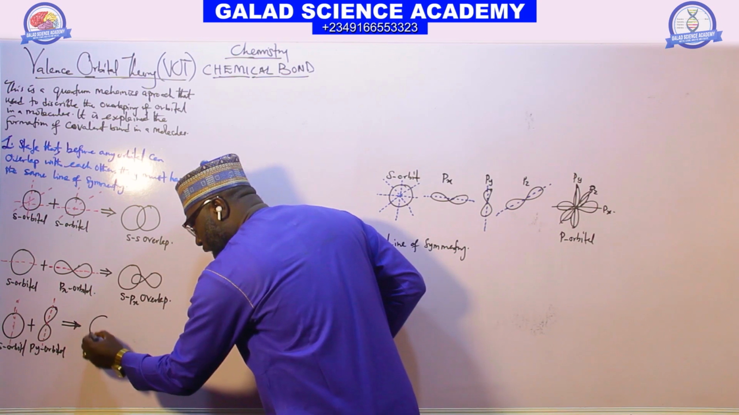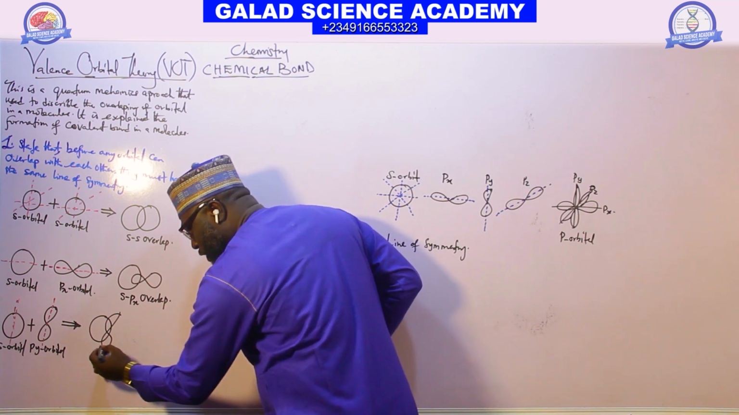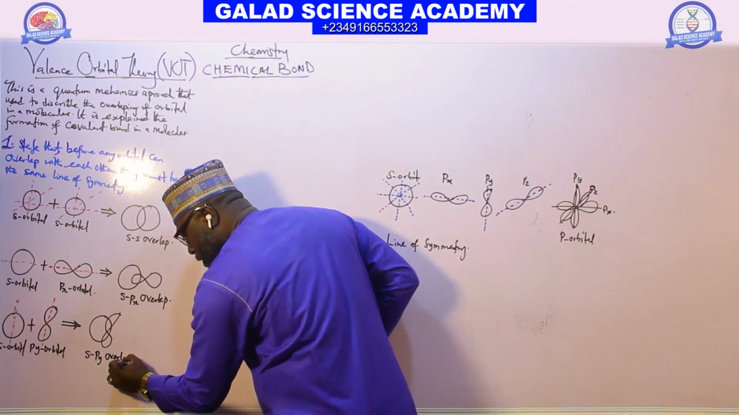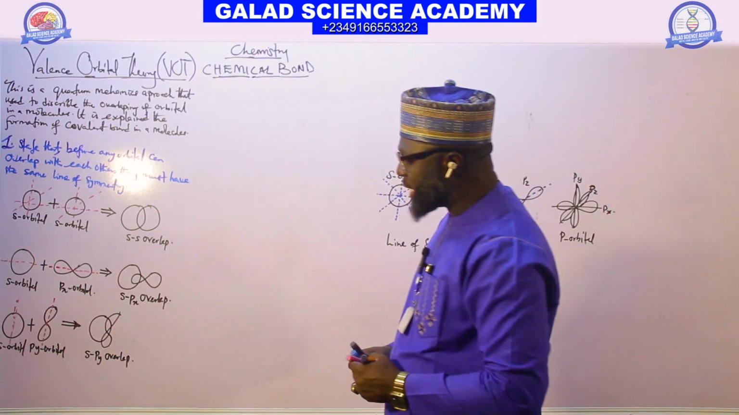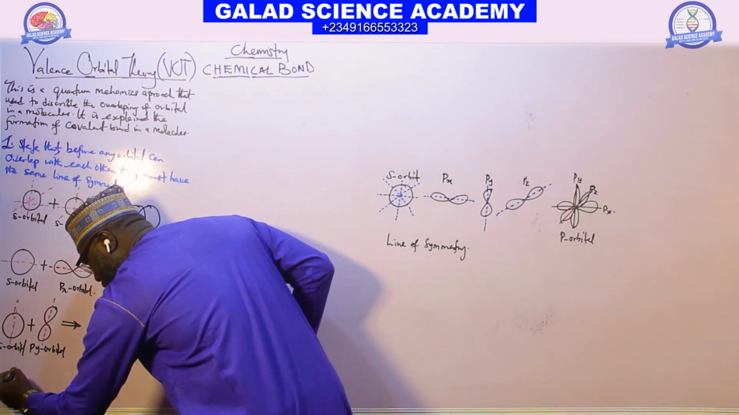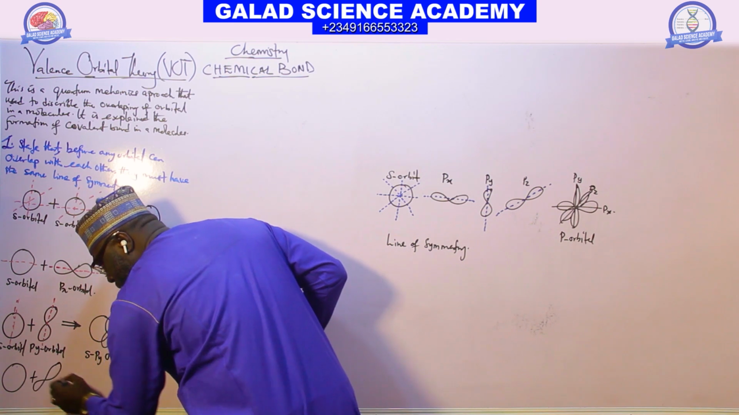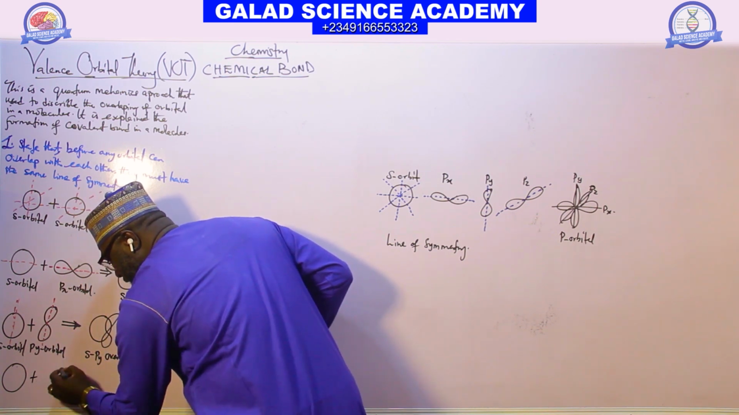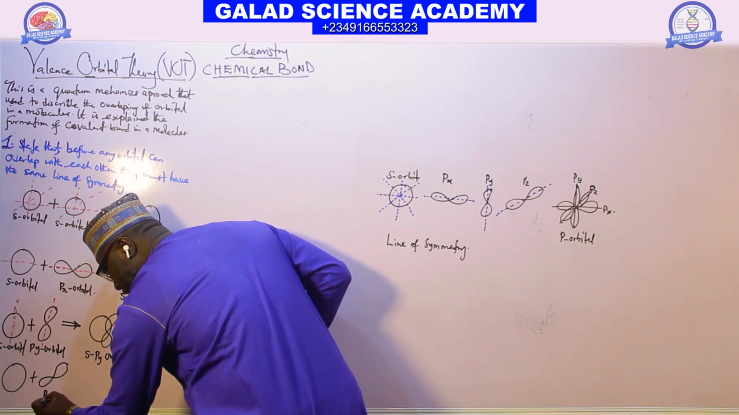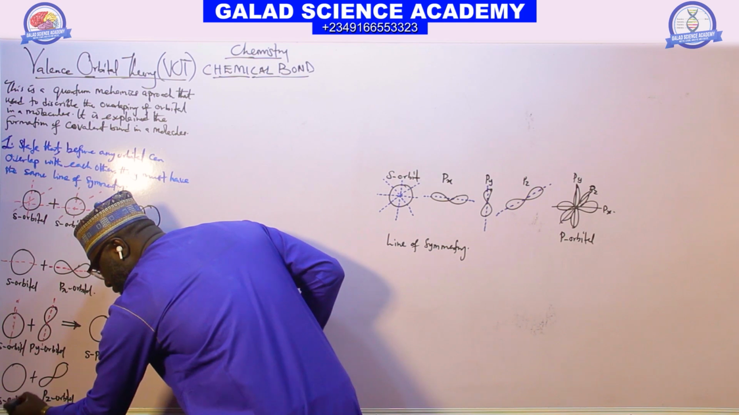So you now have S orbital overlapping with this. This overlapping, we call it S-Py overlap. And the next one is this same S can also overlap with Pz, which is slightly this. This is the Pz orbital. This is the S orbital.